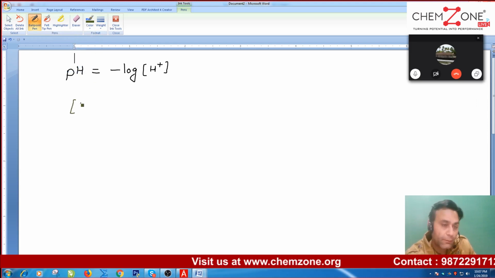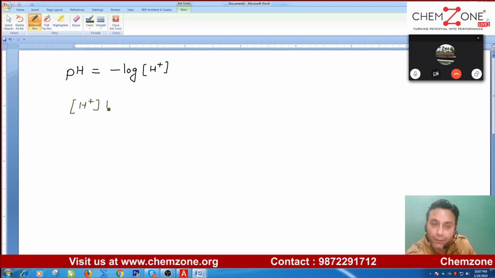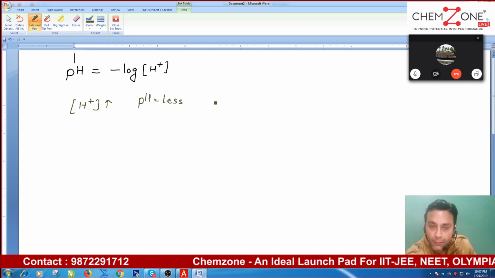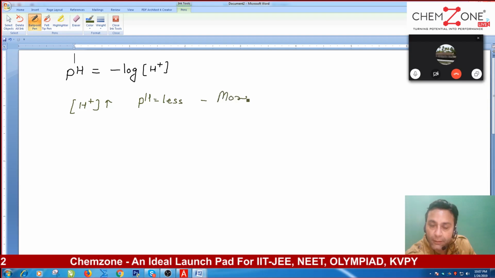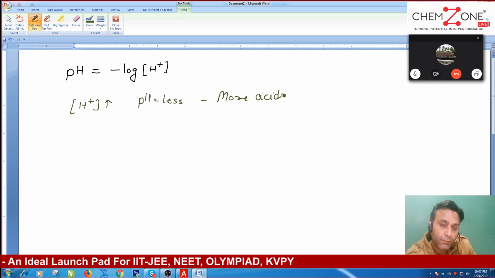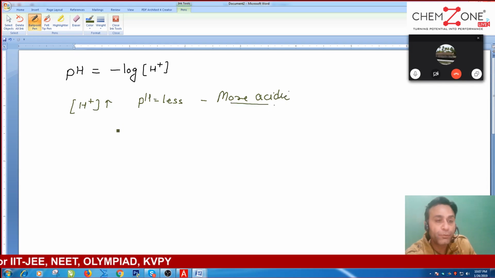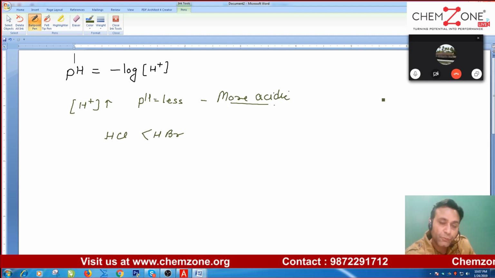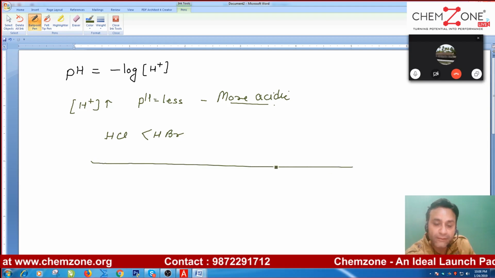The point here is very simple: the greater the concentration of the H positive ions, the lesser is the pH. Like the correlation between them. And more acidic that compound is. It means the compound which gives more H positive ions has less pH and is more acidic. For example, if I compare HCl and HBr, and we find that HBr is more acidic, it means the pH for HBr will be less. Right? So pH is a scale to define whether a compound is acidic, basic, or neutral, or more acidic, or less acidic.